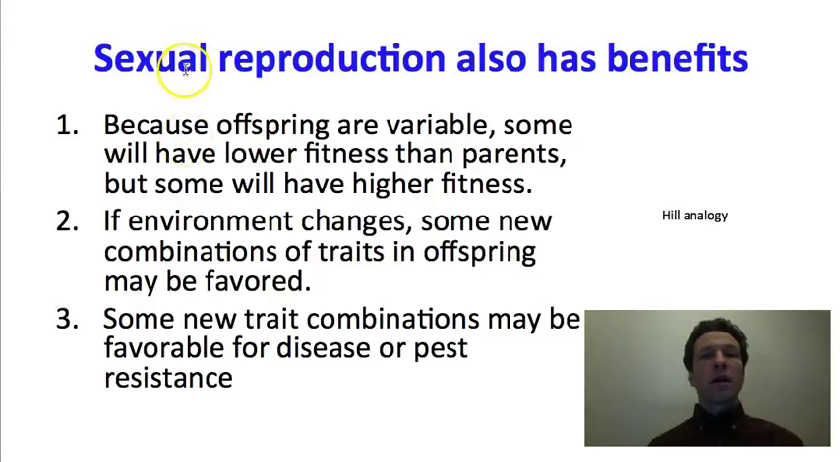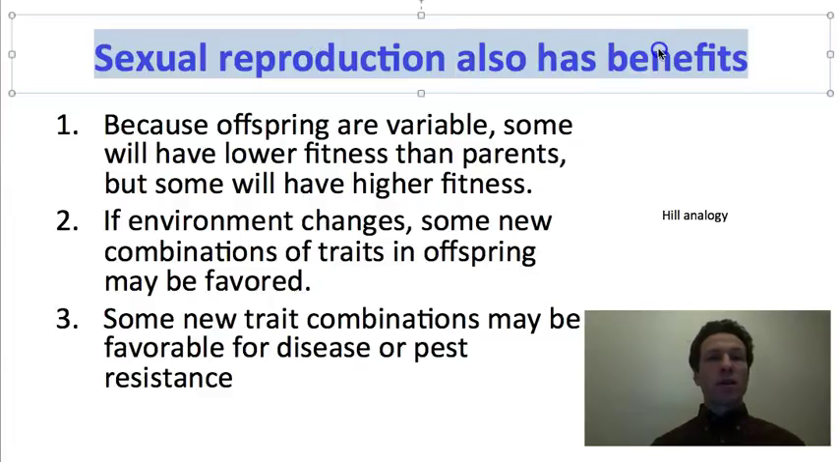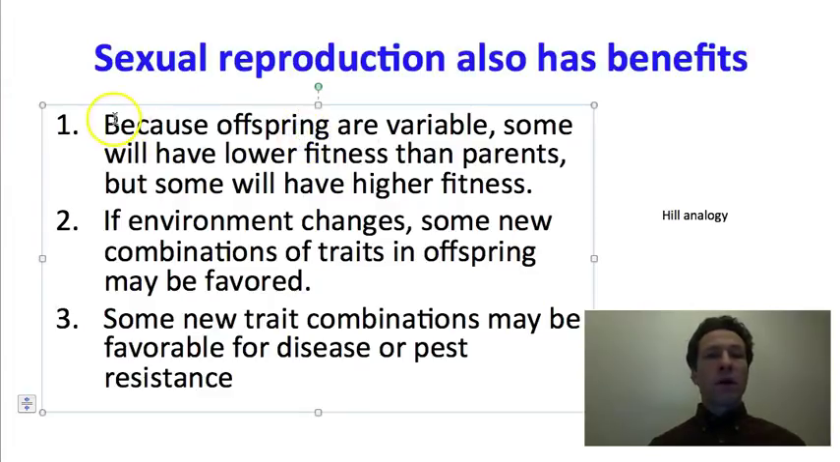But there are some advantages to sexual reproduction as well. Let's talk about those. We've already emphasized that sexual reproduction gives variable offspring. Some of those offspring are going to be less fit than the parents, so that's not a good thing. Evolution selects for higher fitness. But some of the new combinations of traits in the offspring will likely be better than what the parents had.